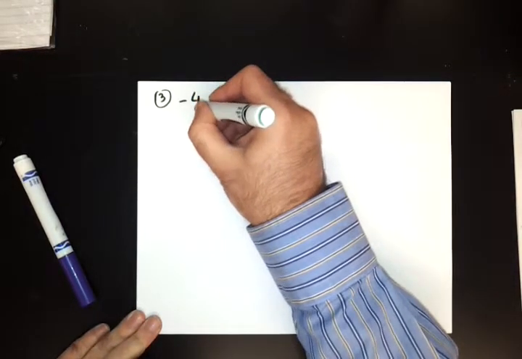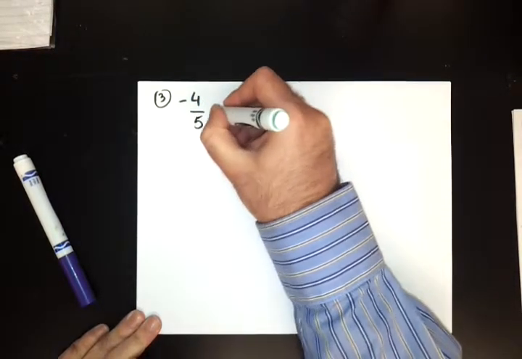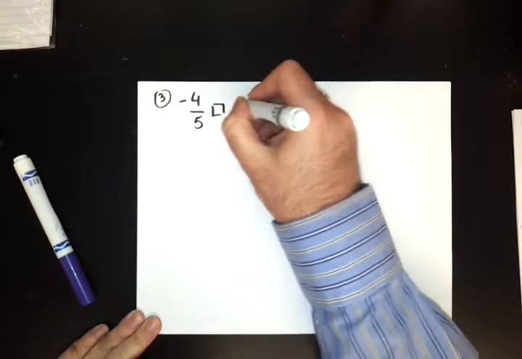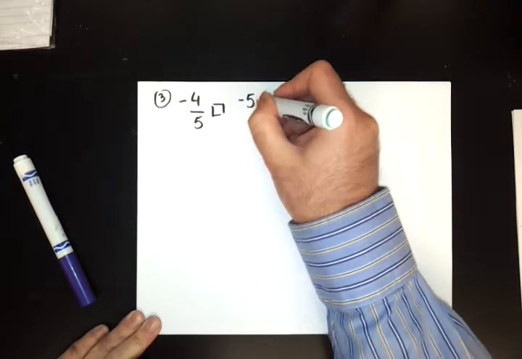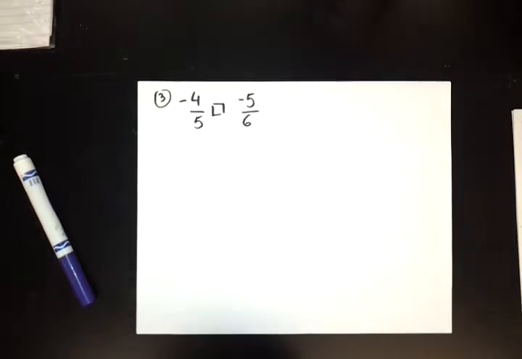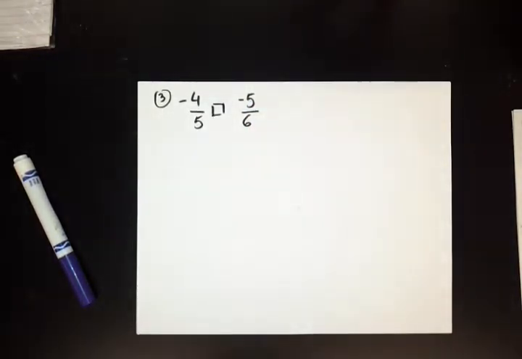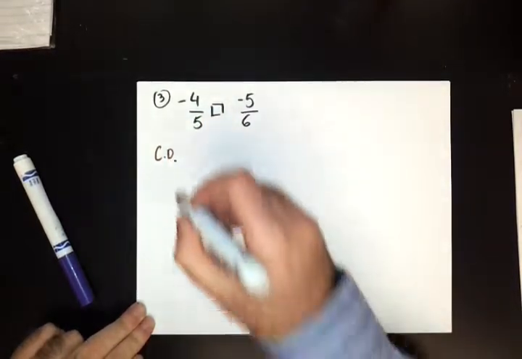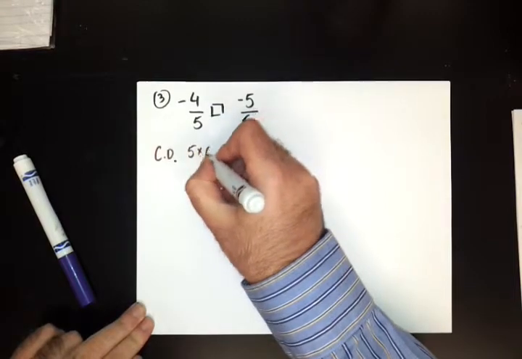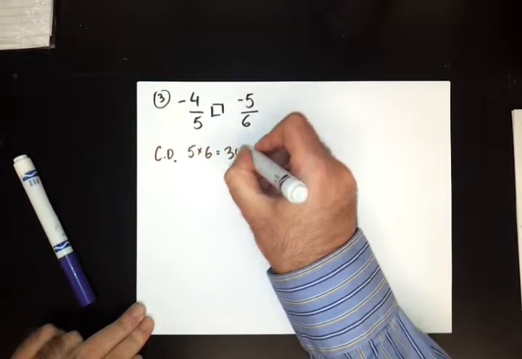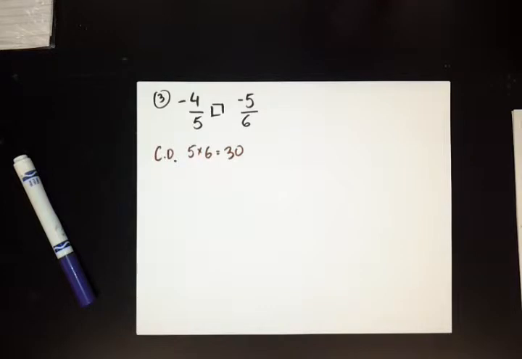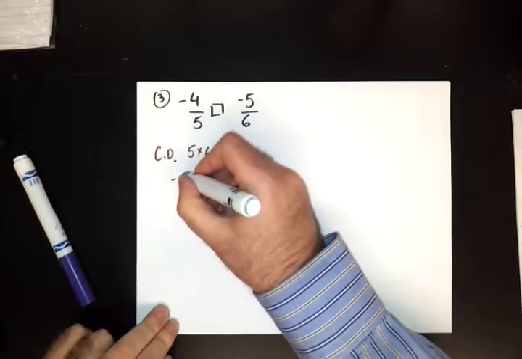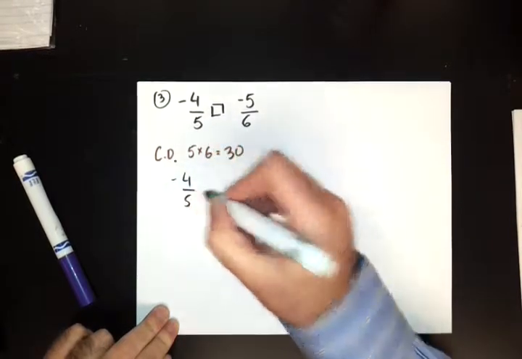Negative 4 over 5 compared with negative 5 over 6. So I'm going to go ahead and find the common denominator here so I can compare them. Method 1 here again will be in use. 5 times 6 yields a 30. That's my common denominator. So now I want to modify both fractions. I'm going to rewrite them right here real quick, so I don't have enough space there.